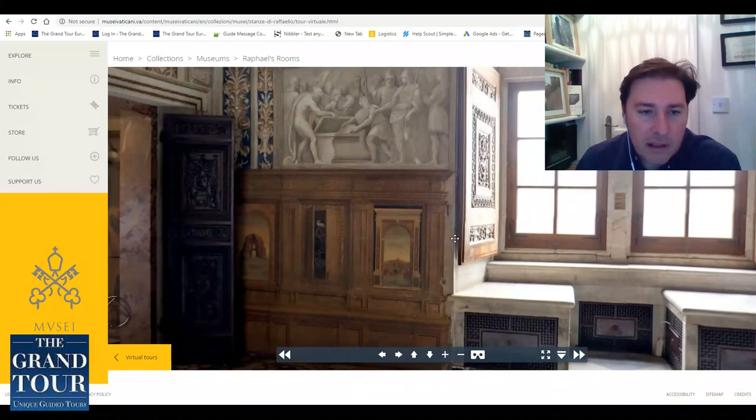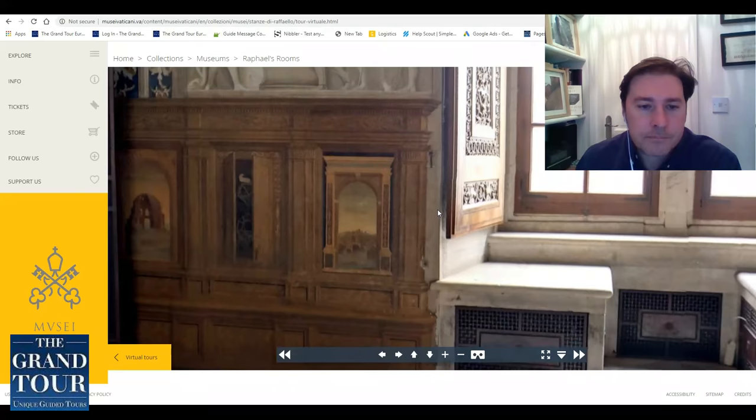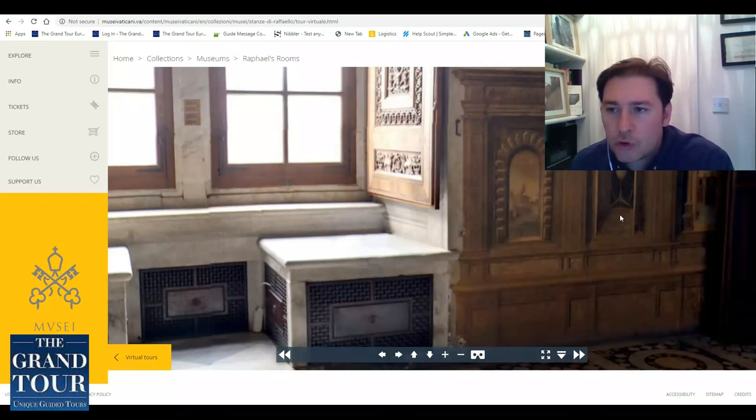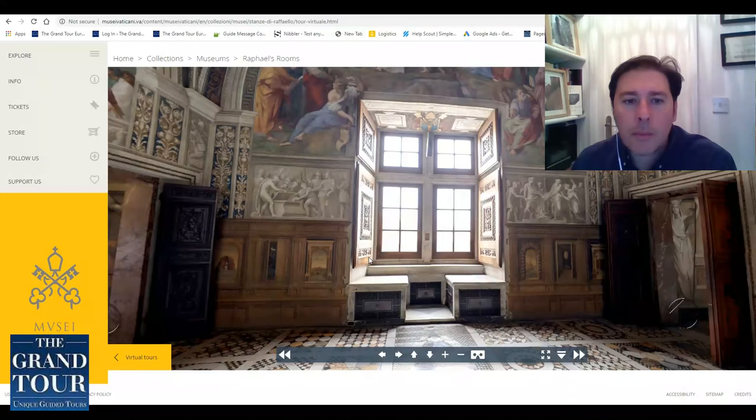This kind of painted shelves and opening of doors. And the door also of the room is very important. I will talk about that last.